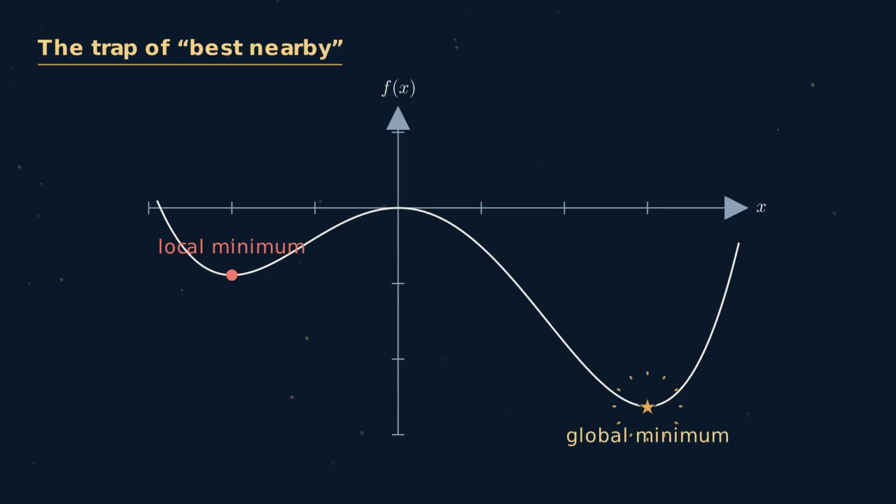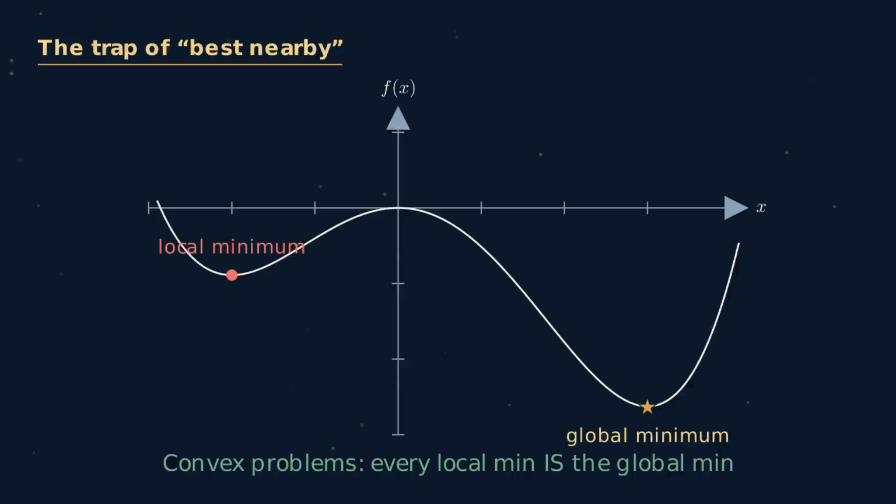But look further to the right. There's a deeper valley the ball never reached. That's the global minimum, the best point anywhere in the region. Finding a valley is easy. Proving it's the deepest one is hard. Except in one blessed case, a convex problem, where every local minimum is automatically the global one.